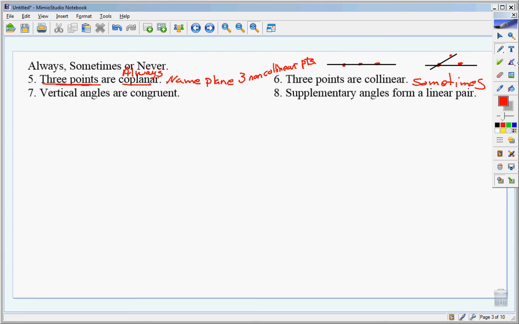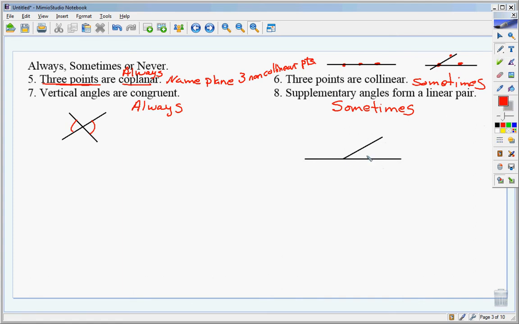Vertical angles are congruent. That is one of the theorems that we talked about and even showed you how that works, but we know that vertical angles are always congruent. Supplementary angles form a linear pair. This is sometimes. Here's an example of where they do.